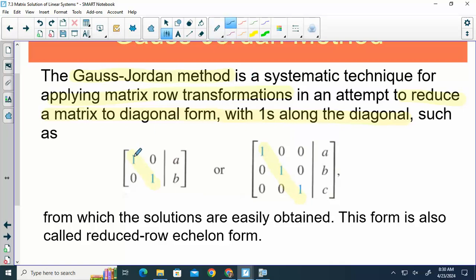This first equation would be like saying x equals a. The second one would be y equals b. So if you have a 1, that's your variable. If all the other variables are 0, that's the solution to the system. So our goal is to get ones on the diagonal, zeros everywhere else.